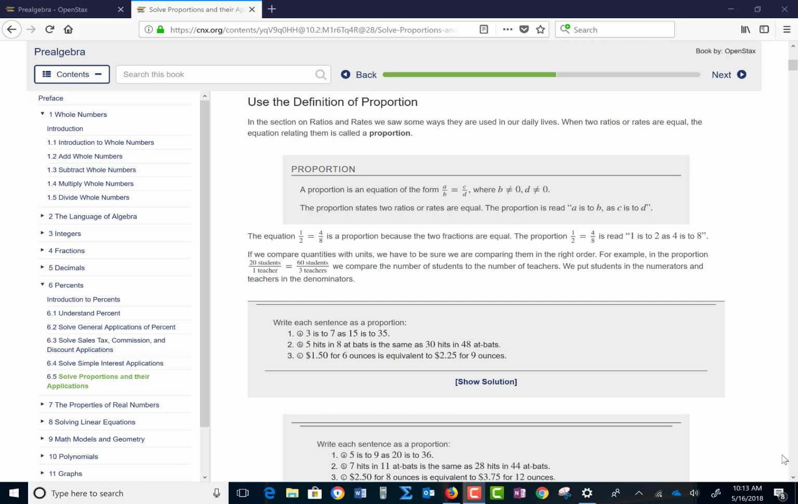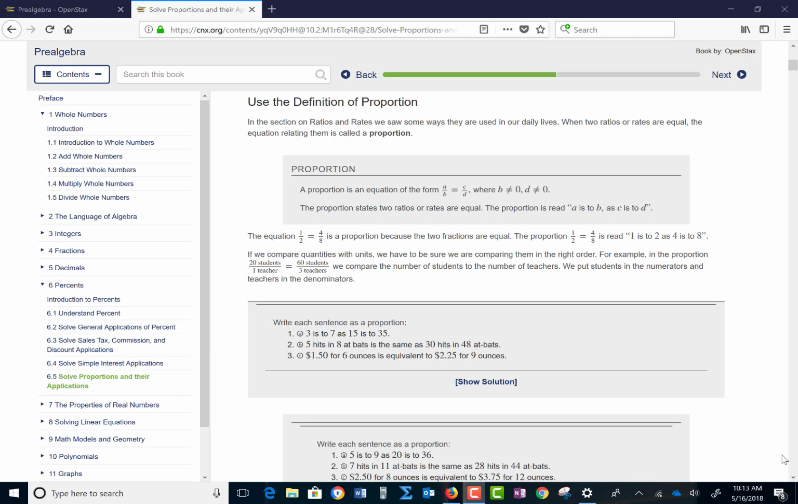In this lesson, we talk about the concept of proportion, and you can see the definition in the book. It says a proportion is an equation of the form A over B equals C over D. So basically, two fractions set equal to each other, and it says that B and D can't be zero because we cannot divide by zero. It says the proportion states two ratios or rates are equal. The proportion is read A is to B as C is to D.